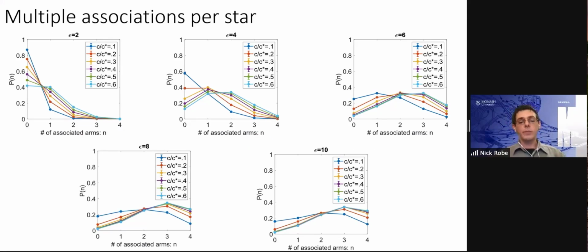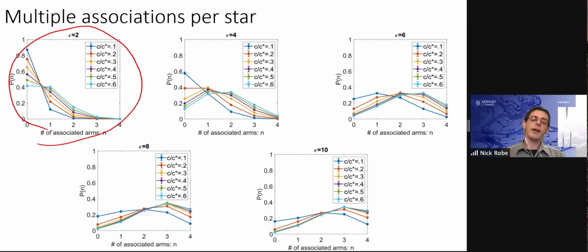So we can look at these probabilities for stars having different numbers of associations. Obviously, at the lowest concentrations and lowest well depths, there's a much higher probability that the star is not associated at all, or maybe only has 1 association. But as we move towards higher and higher sticker strengths and concentrations, we have this sort of wave that moves across the diagram of more and more probability towards higher numbers of associations.